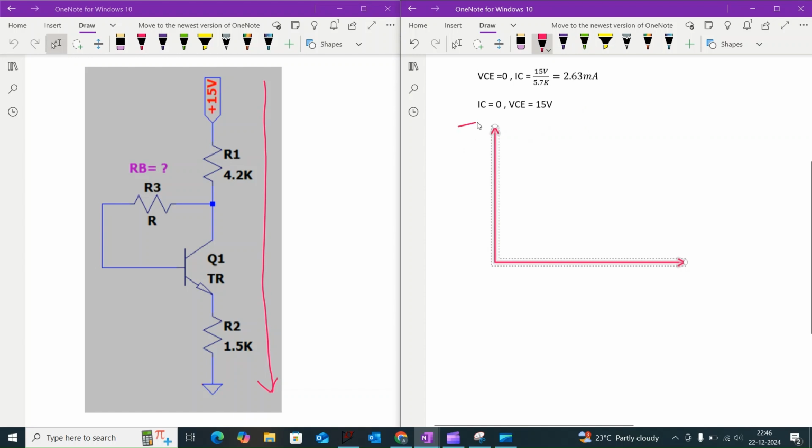So now let us draw the load line. Here we consider the y-axis as IC and the x-axis as VCE, and we have identified the two extreme points. One is IC and another point is VCE. As we discussed earlier, we have to calculate the operating point at the center of the load line. If you consider the center of the load line, the current IC should be 1.36 milliamps and the collector to emitter voltage VCE will be 7.5 volt.